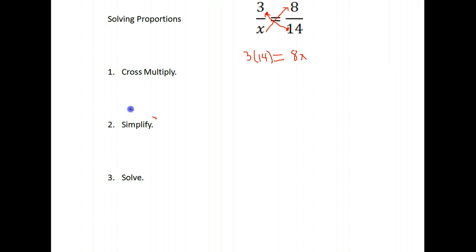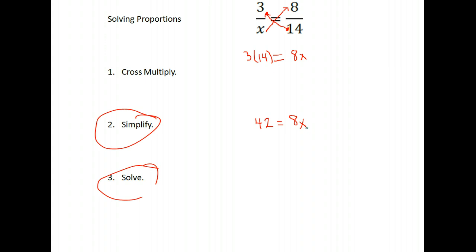The next step we're going to do is simplify that. So do your multiplication. 3 times 14 is 42. Still leave that equal sign there. And 8x, there's really nothing we can do to simplify that. The final step is to go ahead and solve. Solve this equation for x.